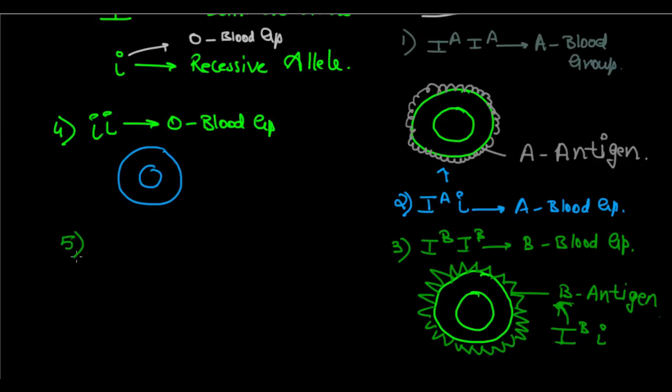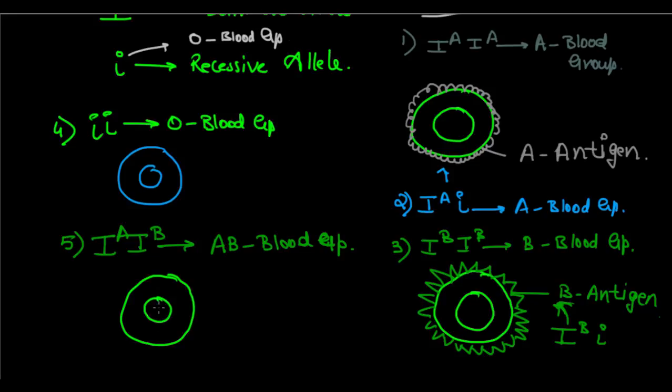Well, if we have the IA and the IB together, what will happen? As I've told you, IA and IB both are equally dominant. They show codominance. So which one will be expressed? Both will be expressed, and you will get the blood group AB. Many of you must also have AB blood group, right? IA, IB together, you'll get AB blood group. And in this case, what will be the cell structure? Good question. Let us have a look.